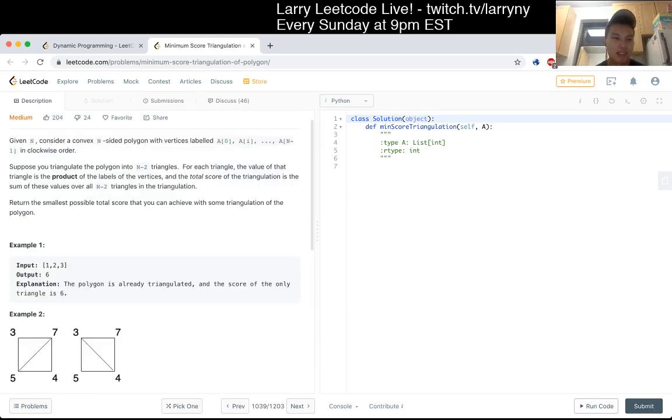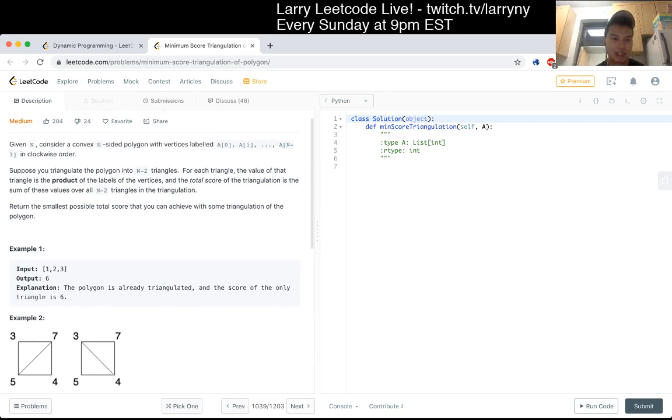When you triangulate, the value of each triangle is the product of the labels of its vertices, and the total score of the triangulation is the sum of all these values over the n minus 2 triangles in the triangulation. Return the smallest possible total score that you can achieve with some triangulation of the polygon. Cool.